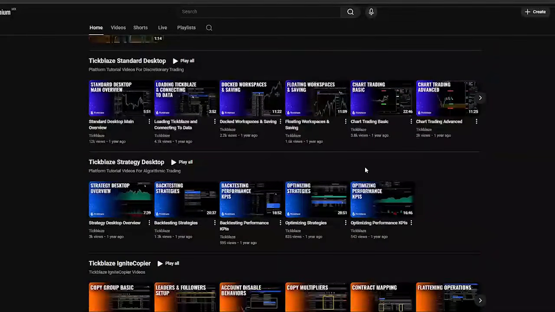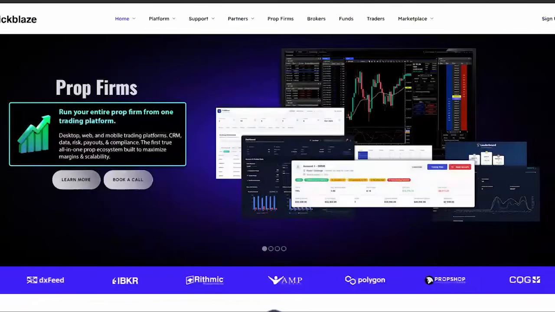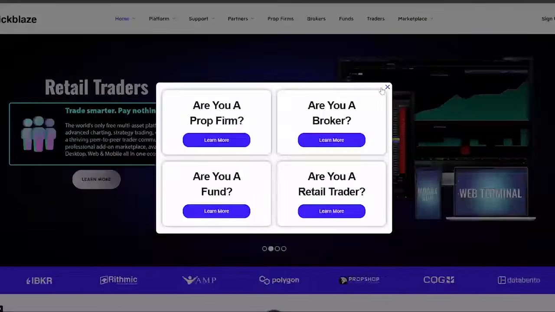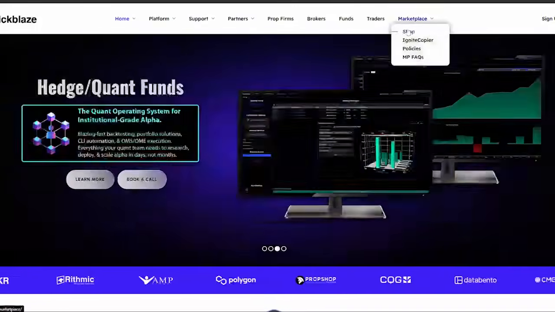Tickblaze is free. You do not have to pay for Tickblaze. If you go to the Tickblaze website and you create an account, which you have to do, you have to create an account to buy from us. You can't just go and buy. So you come in here, you sign up. And then ultimately, what's important is that you have a marketplace. You go to shop. This is an algo product in the marketplace.